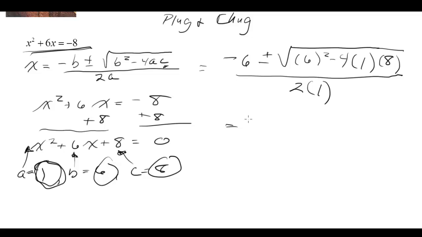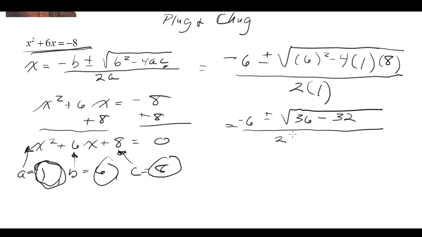But let's do the arithmetic. So it's minus 6 plus or minus the square root of, what's 6 squared? That's 36. Minus 4 times 1 is 4, 4 times 8 is 32. So that's 36 minus 32. Oops, don't forget the minus sign. You can easily mess this formula up if you're not careful. And it's 2 times 1, which is just 2. All right. So that's minus 6 plus or minus the square root of 36 minus 32, which is 4, over 2.